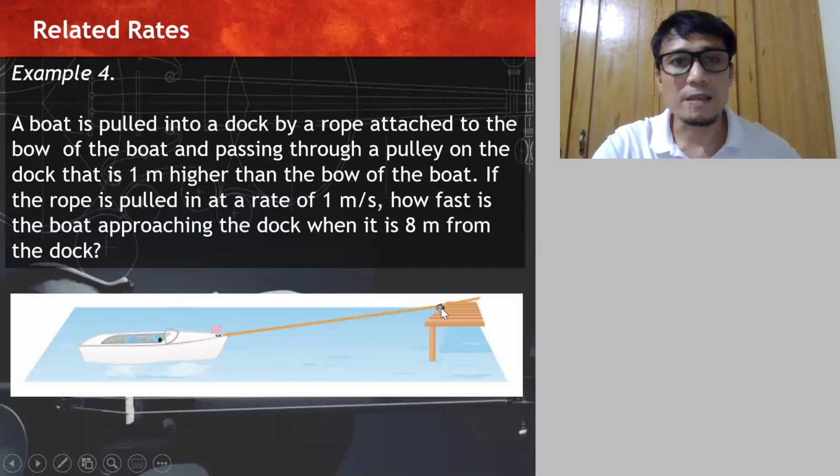the distance of this pulley from that horizontal line is equal to 1 meter. So this is what we mean by this statement, that the pulley is 1 meter higher than the bow of the boat. Okay. Now, if the rope is pulled in at a rate of 1 meter per second, how fast is the boat approaching the dock when it is 8 meters from the dock? Okay.